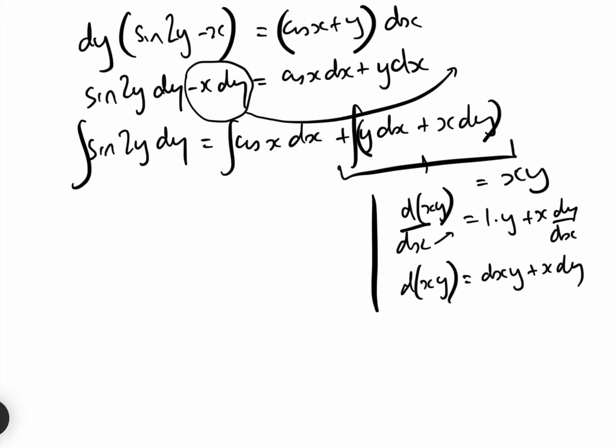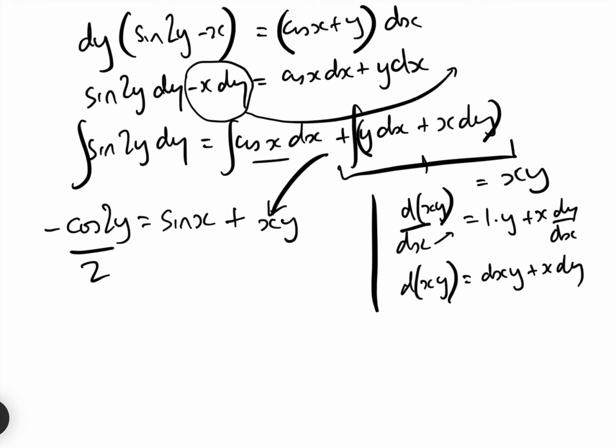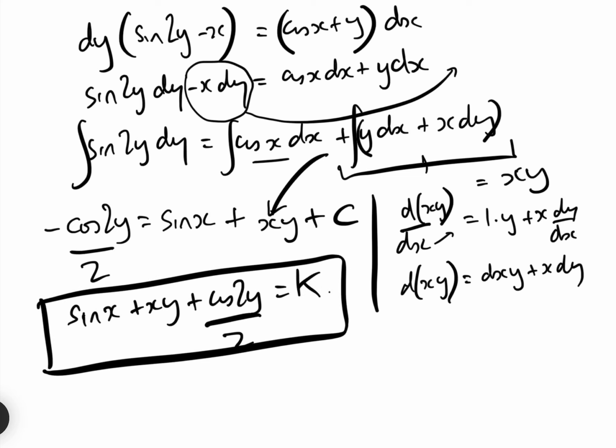So basically now all we've got to do is we've turned this rather horrendous thing into an extremely simple integral. The integral of sine 2y dy is minus cos 2y over 2, and that equals, the integral of cos x is simply sine x, and then add down here xy, add our constant of integration. So basically sine x add xy add cos 2y over 2 equals k, whatever k is. And that is the general solution to this differential equation, and it definitely can be done in 15 seconds if I don't talk non-stop. Okay, so that's the answer to the question.